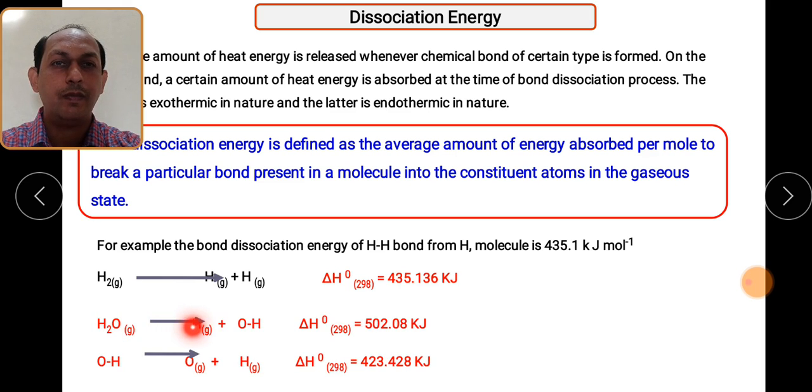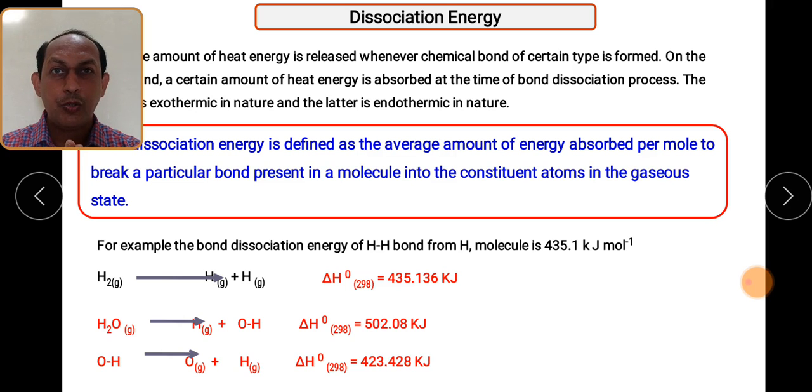Water will first break one covalent bond between oxygen and hydrogen. So it will dissociate as H and OH. This much amount of energy is being absorbed. It is having a plus sign, so that's why I am saying absorbed. It is an endothermic process. Then again, this OH bond will break, so you will get two hydrogen atoms and one oxygen. So this is the amount of energy which is released whenever a particular bond gets dissociated.